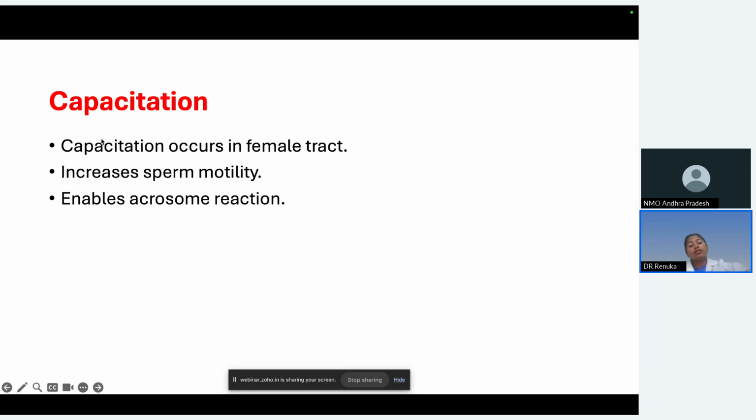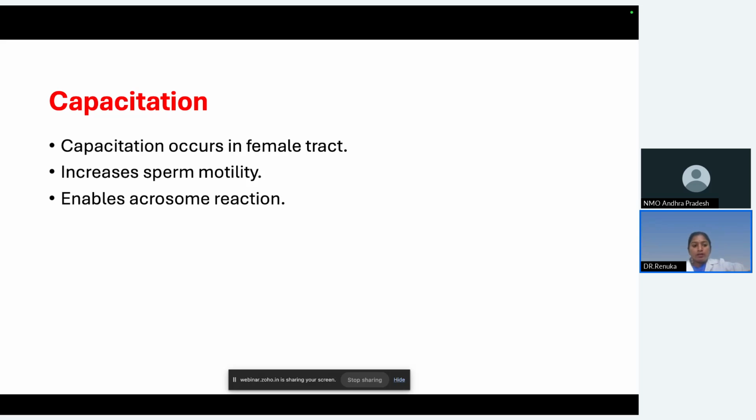Next, capacitation. What is capacitation? It occurs in the female tract. Once the sperm reaches the female genital tract, the acrosomal reaction happens and the sperm motility is increased. This is called capacitation. I'm not going into the detail. This is just the basic definition.